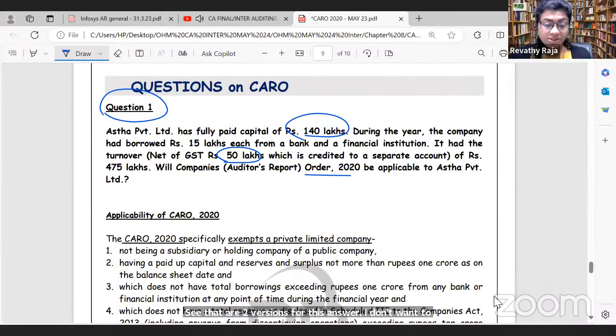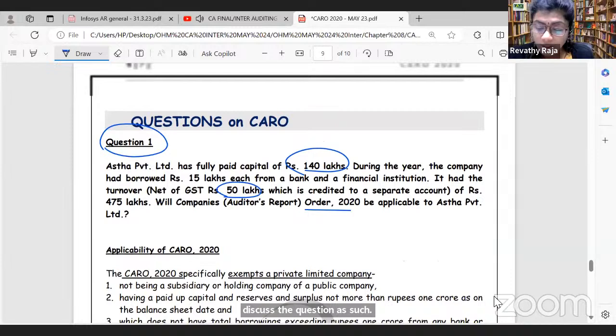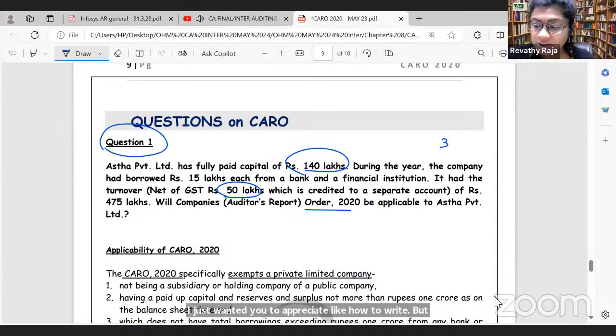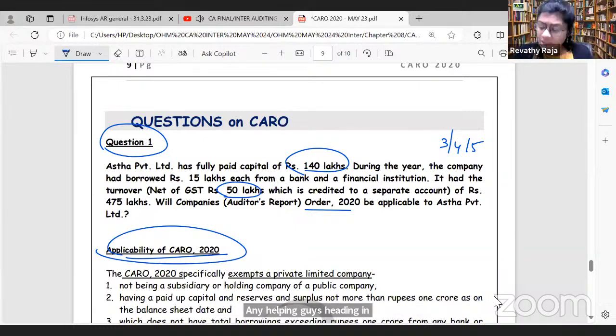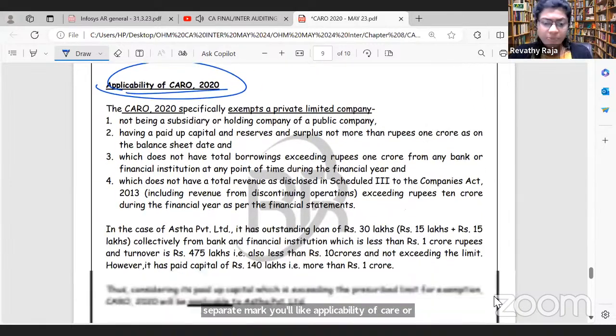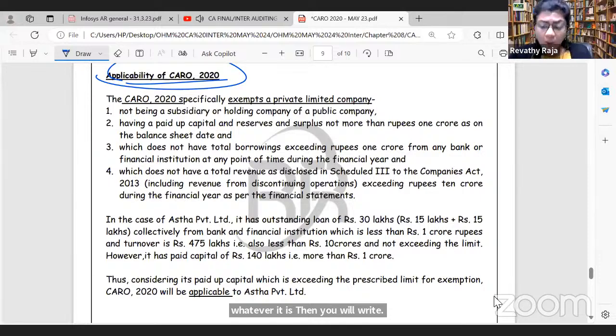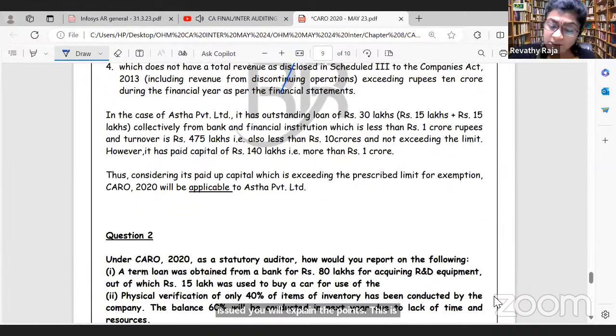I don't want to discuss the question as such. I just wanted you to appreciate how to write. Whenever this type of question is asked, 3 marks, 4 marks, or even 5 marks, you have to start with a heading. There is no separate mark for the heading. You will write applicability of CARO, whatever it is. Then as per para 1 of the order issued, you will explain the points. Then in the next para, in the given case, you will state that finally CARO is applicable, and highlight it for the examiner.